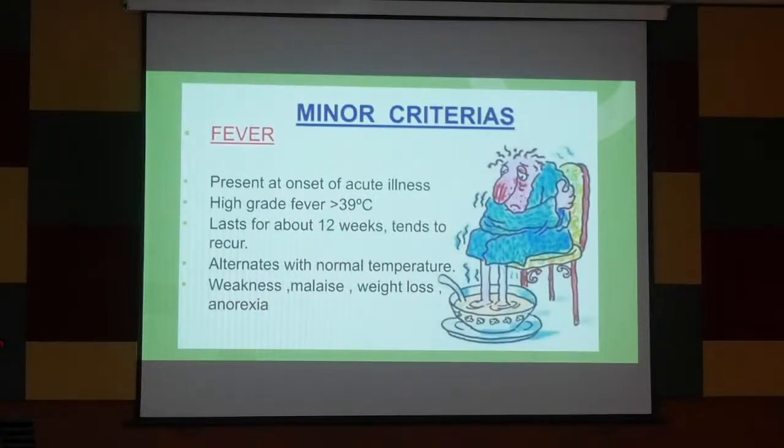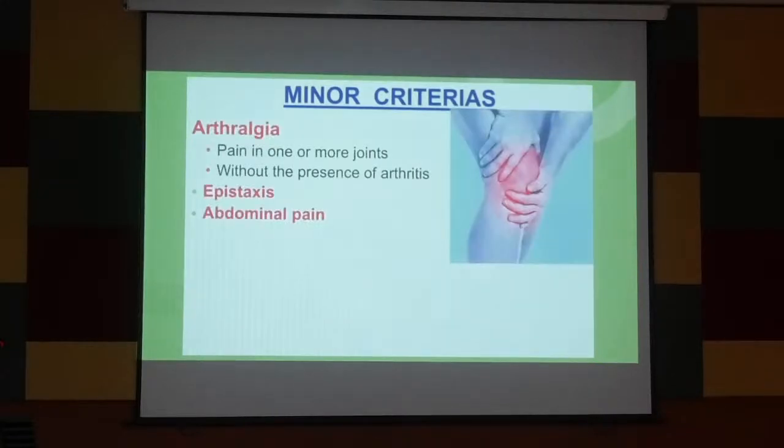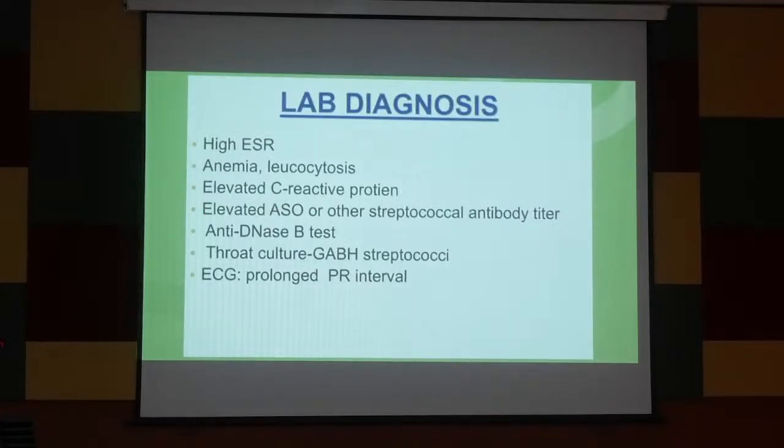And minor criteria: fever more than 39 degrees Celsius, lasting about 12 weeks, tends to recur, weakness, malaise, weight loss. So, coming to the minor criteria, most important is fever. Then arthralgia. Other minor criteria: epistaxis, abdominal pain, high ESR, anemia, leukocytosis, high C-reactive protein. These are all minor criteria.